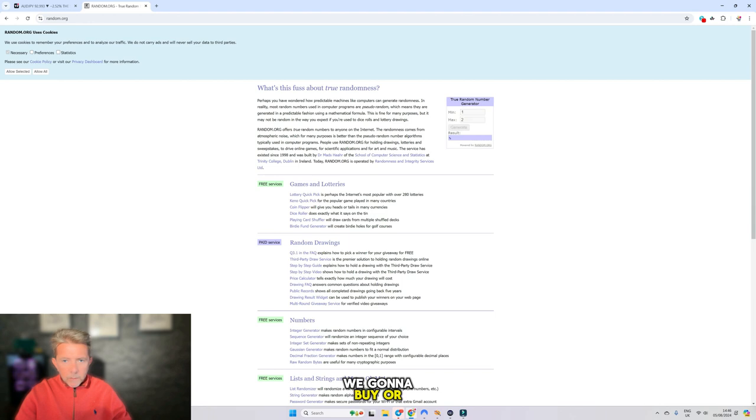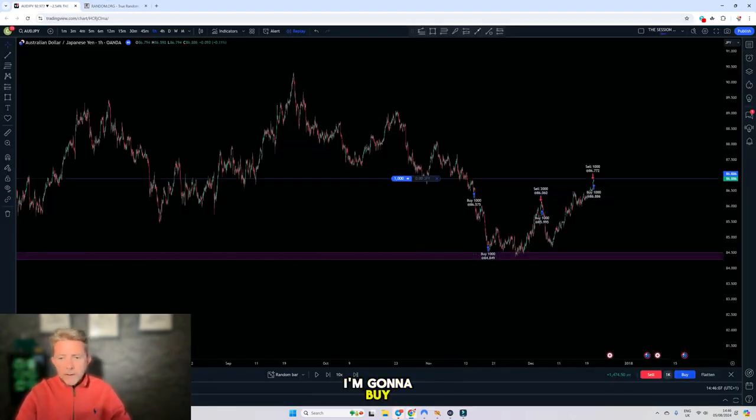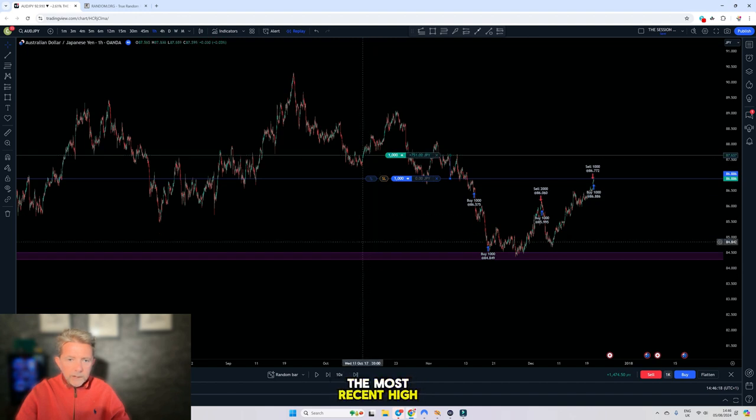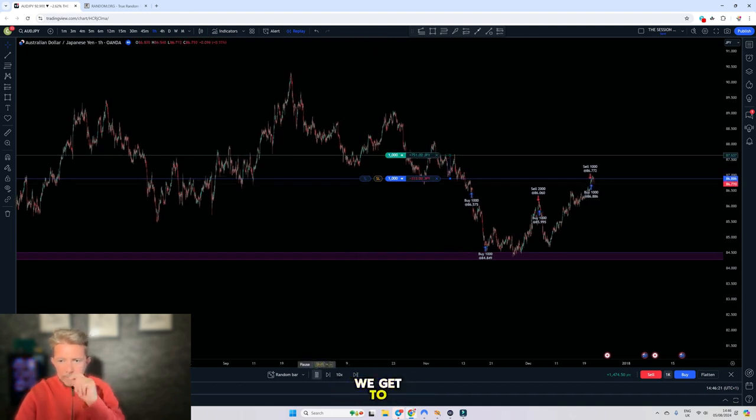So are we going to buy or are we going to sell? Random.org is giving me the instruction that I'm going to buy. So I'm going to leave my support area where it is. And this time we're going to take our profit target up to the most recent high at about there again. Let's see where we get to.